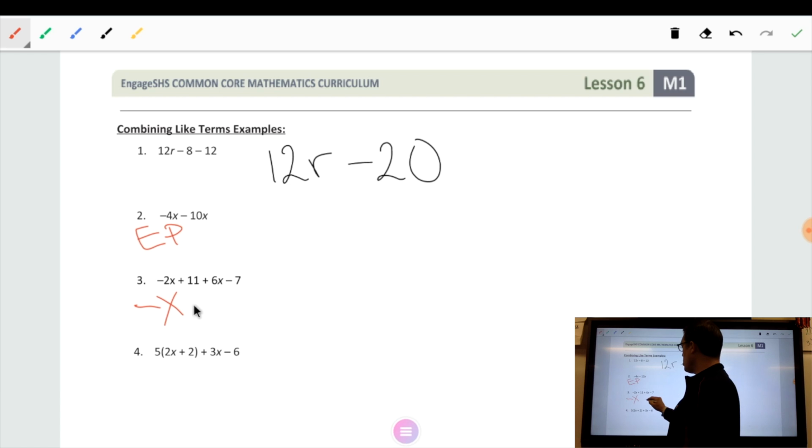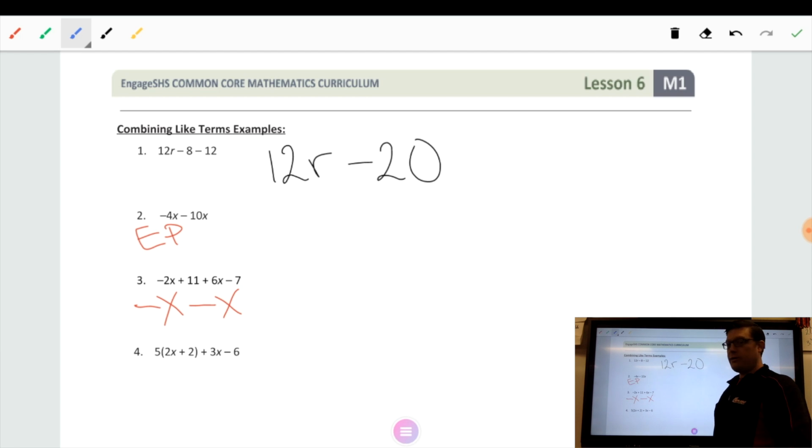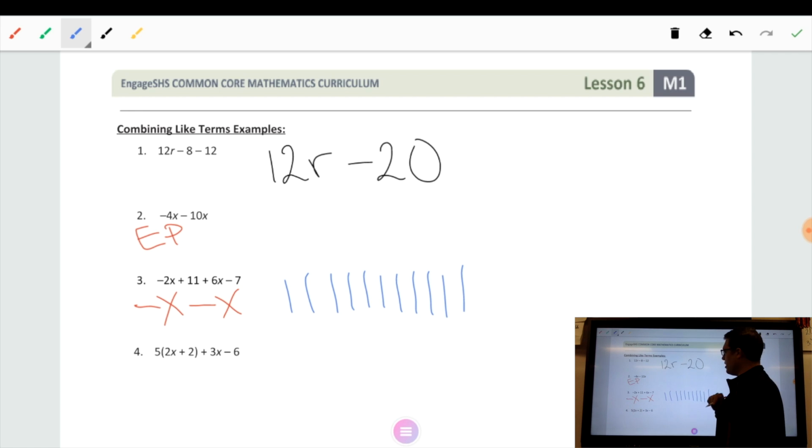So negative 2x is like negative x and another negative x. And then the plus 11 means plus 1. In fact, I don't even want the plus right there. I'm just going to write 1. And 2 and 3 and 4 and 5 and 6 and 7 and 8 and 9 and 10 and 11.